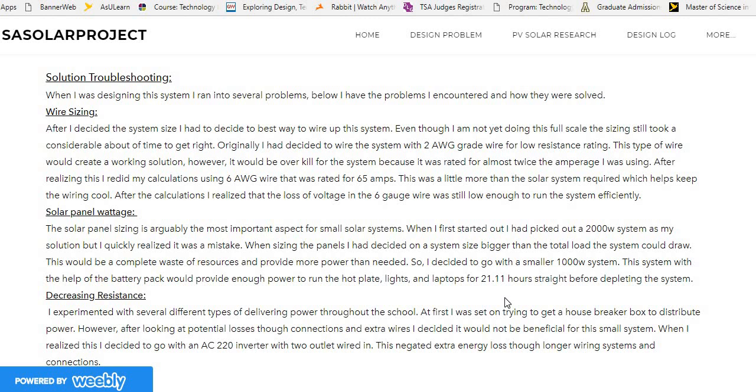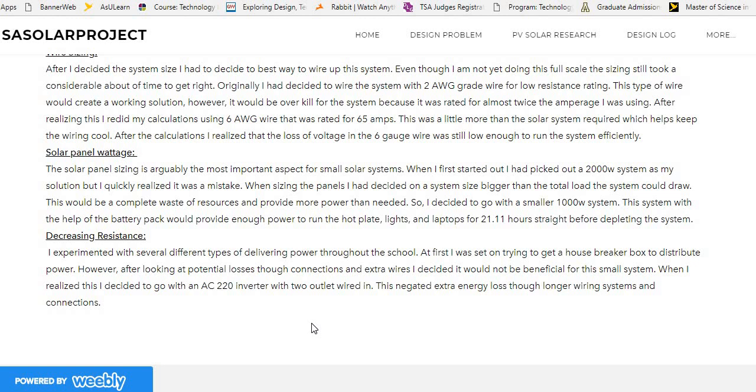When sizing the panels, I decided to go one system size bigger than the total load the system could draw. This was a problem because then I would never have any issue with powering the system, but there was no need for that much electricity with the battery pack I was using. So I decided to go with a smaller 1000 watt system. This system, with the help of the battery pack, could provide enough power to run the hot plate, lights, and laptops for about 21 hours straight before depleting the system.